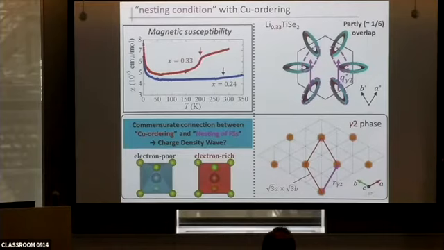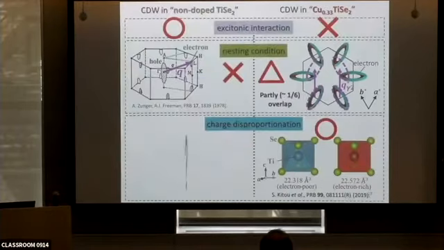In this case, there is a partial overlap of the Fermi surfaces, which is consistent with the decrease of magnetic susceptibility of the 0.33 compound. The commensurate connection between kappa ordering and nesting of Fermi surfaces exists. So it looks like a two-dimensional charge density wave.